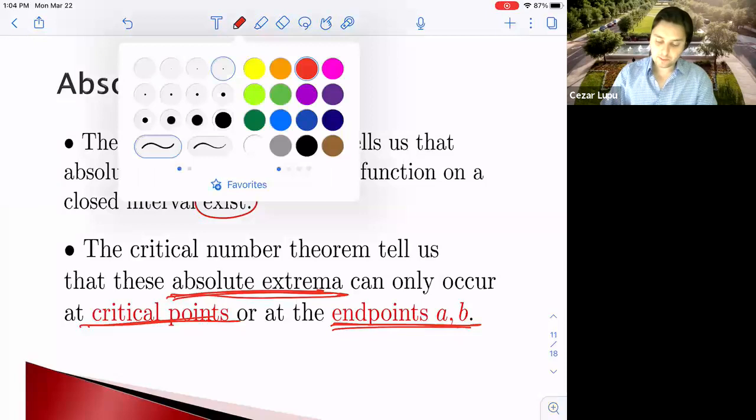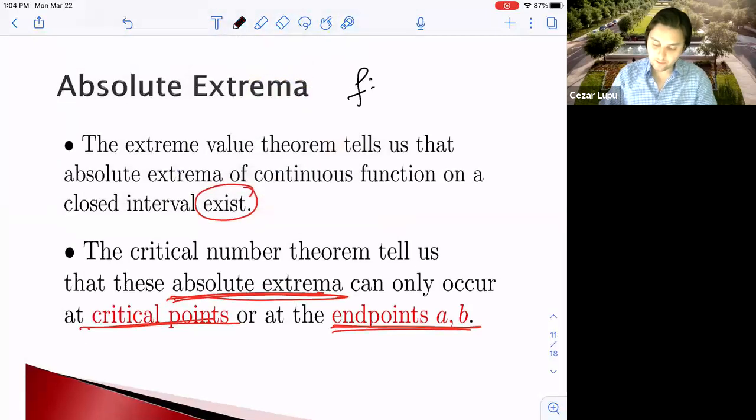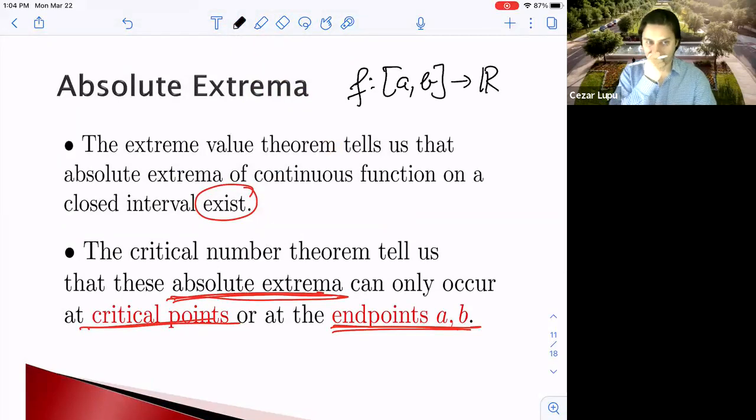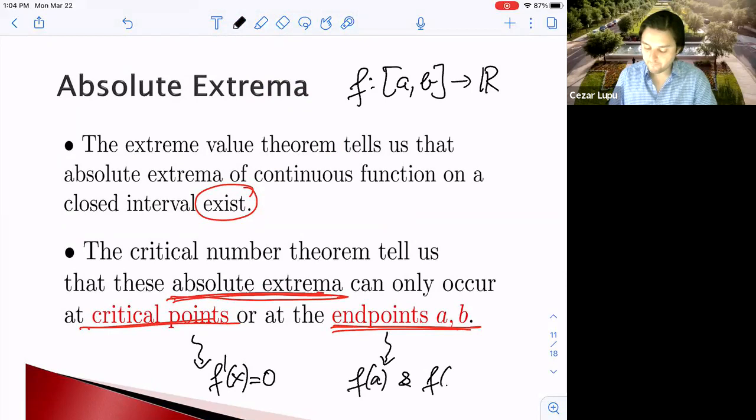So in this case, our function f is defined on a closed interval a, b. In other words, for the critical points, we need to have f prime of c equal to 0, and for the endpoints, we need to evaluate f of a and f of b. So this is how we're going to look for absolute extrema. I want you to look at it again a bit.